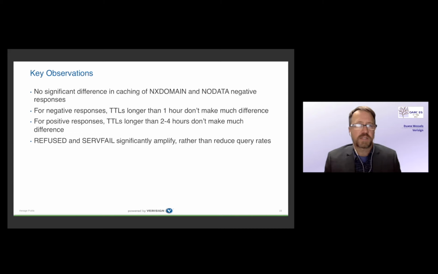The refused and serve fail significantly amplify rather than reduce the query rates. And I realized that I forgot to mention previously that the traffic that we saw from the refused and serve fail cases, we later were able to attribute to a really small number of recursive operators, and we were in touch with them to explain the problem, and have been told that remediation for that is in progress. So hopefully that will not be an ongoing problem.